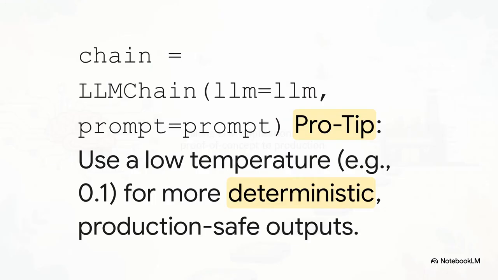Here's what a super simple chain looks like. It just connects a language model to a prompt. Now, it looks simple, but this modular design is the foundation for everything else you're going to build. And hey, quick pro tip. When you go to production, use a low temperature setting. It makes your model's output way more predictable and safe.